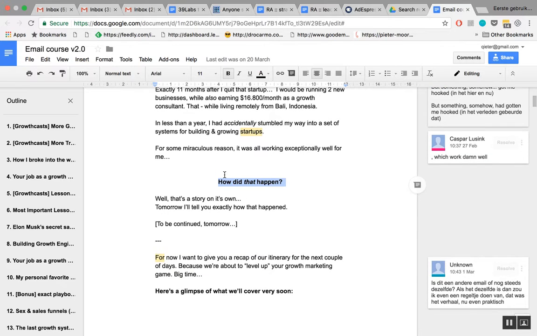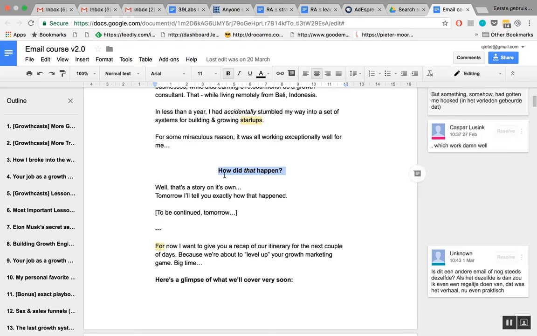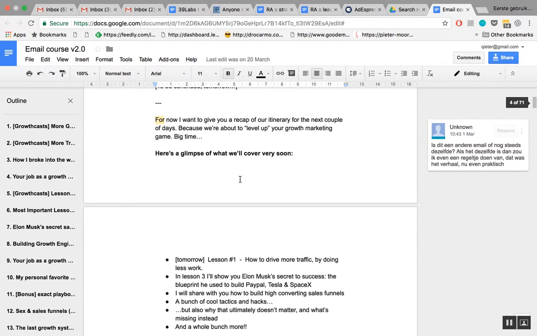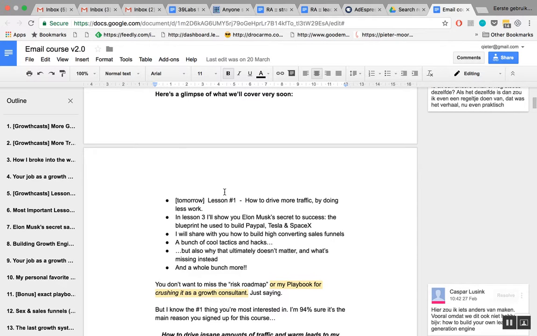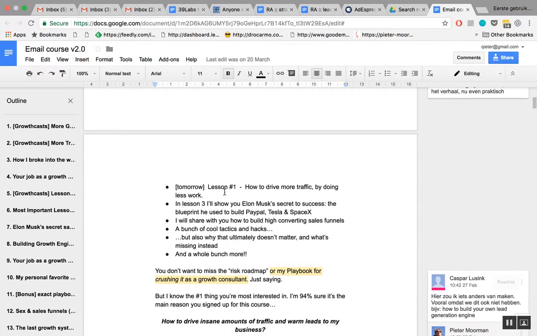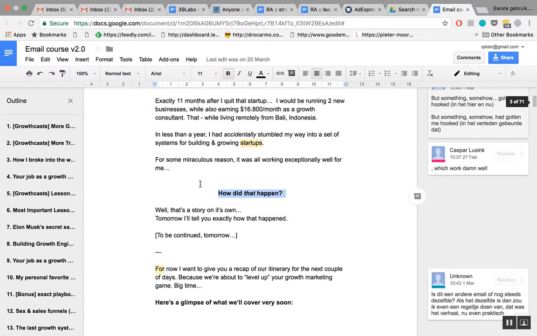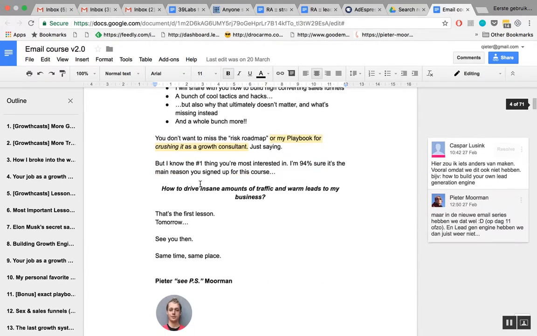This is a very obvious kind of hook, right? This is almost overdone, I guess. And for now, I want to give you a quick recap of the itinerary of what you're going to get in the next couple of days. So this is basically smaller hooks where I tell them this is what you're going to get. So I would definitely suggest that you follow a similar kind of structure in your first email here.